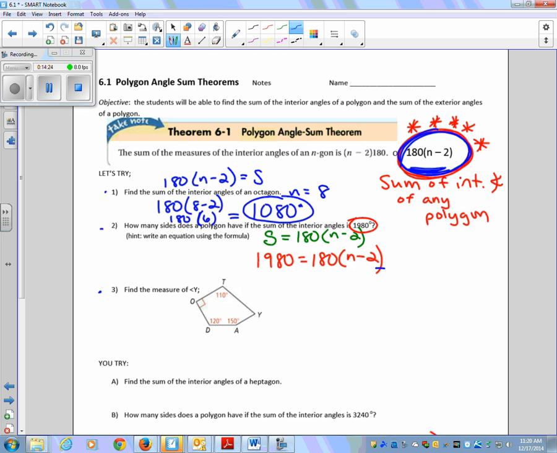You could distribute, but I find it easier to always divide by 180. Then that automatically gets canceled out. But you could distribute and solve that way. When we do 1980 divided by 180, we get 11. And that equals n minus 2. Add 2 to both sides, and n is 13. So the answer there is 13 sides.